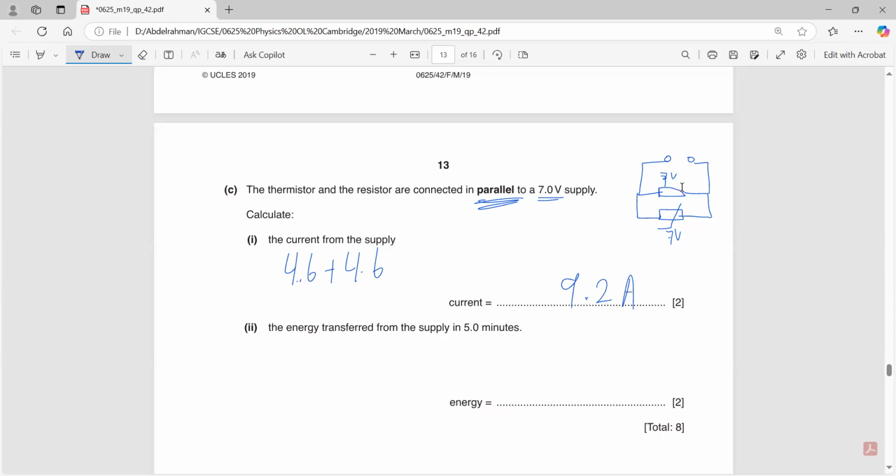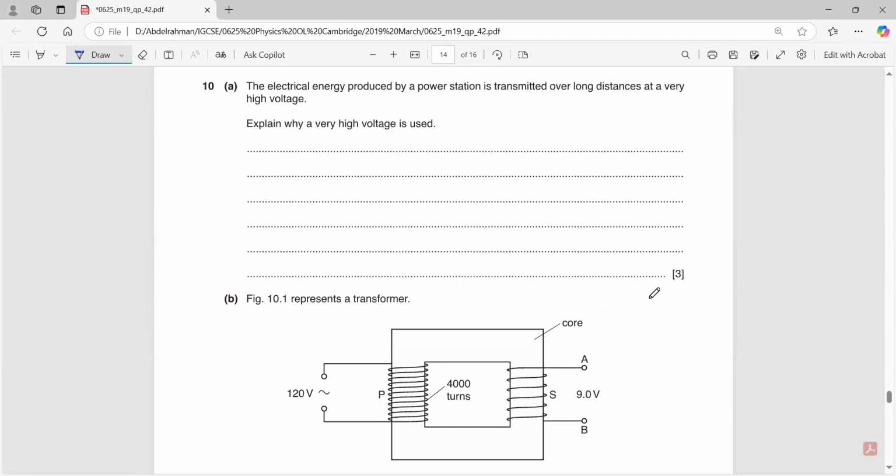Can I find the energy transferred? Yes. Energy equals VIT. The voltage is 7 and the current is 9.2. The time is 5 minutes, so you have to multiply it by 60 seconds. What's 7 times 9.2 times 5 times 60? This is 19,000 joules, so 1.9 times 10 to the power of 4 joules.